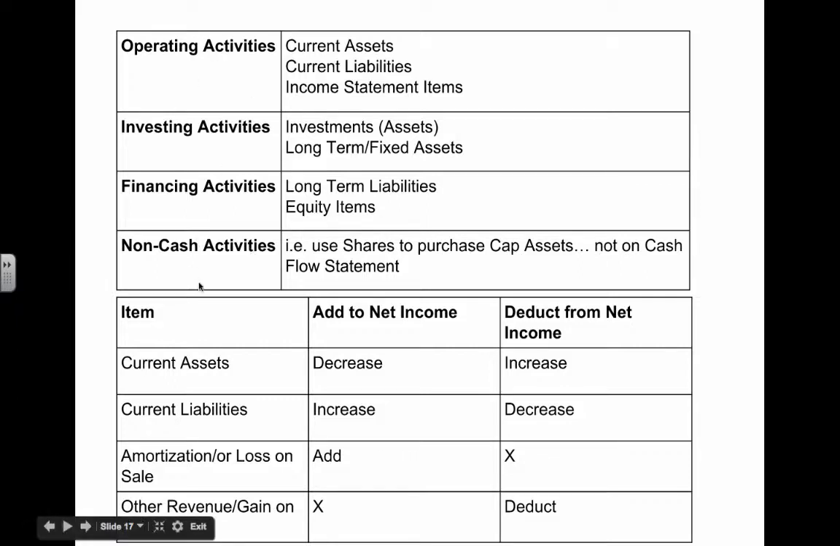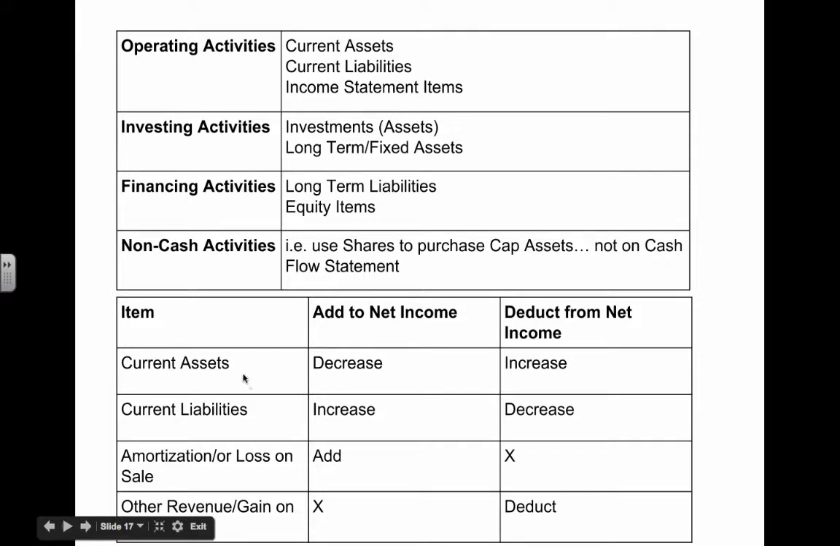All right, to the bottom of my statement here, in step 1, we're going to look at the current assets, current liabilities, and income statement items. So we're going to go to our comparative balance sheet and go line by line, starting with accounts receivable. Did it go up or did it go down? And by how much? If it went down, you're going to add it back to your net income. If it went up, you're going to deduct it from net income.